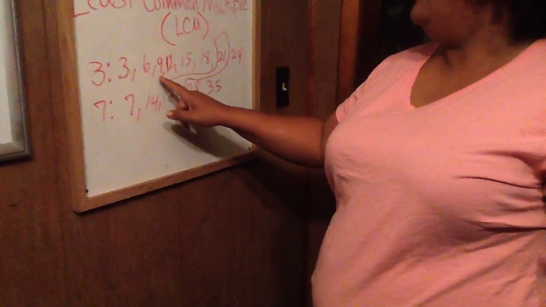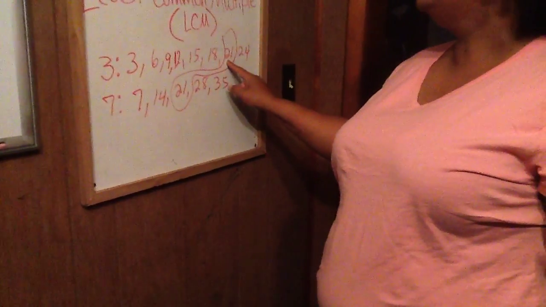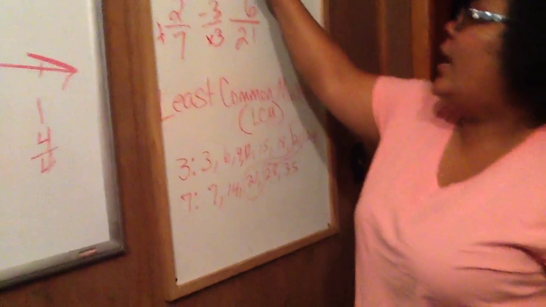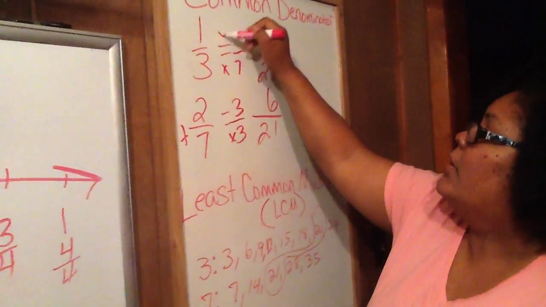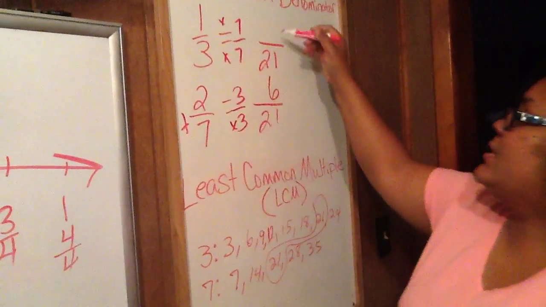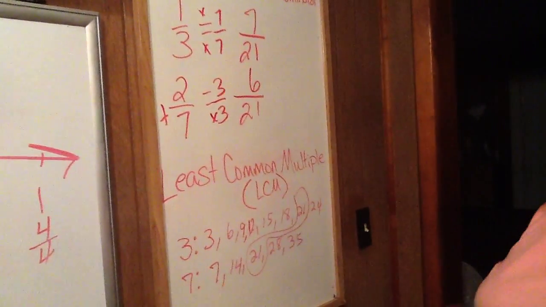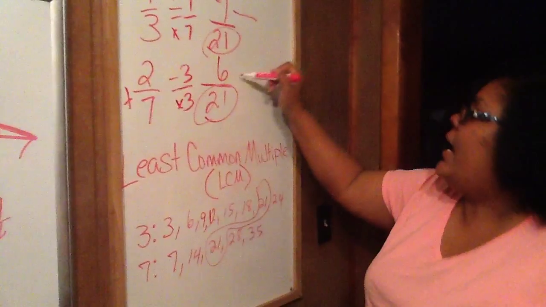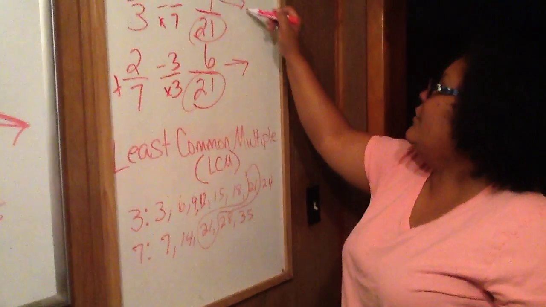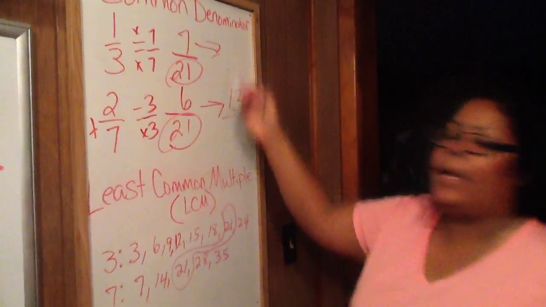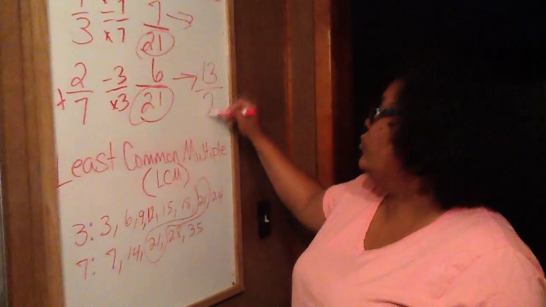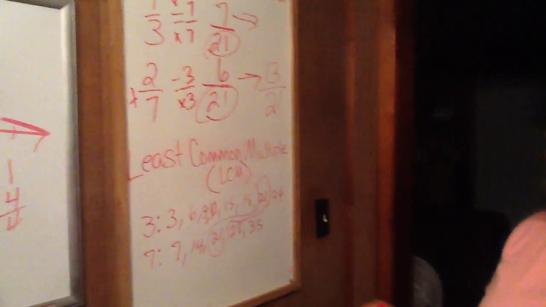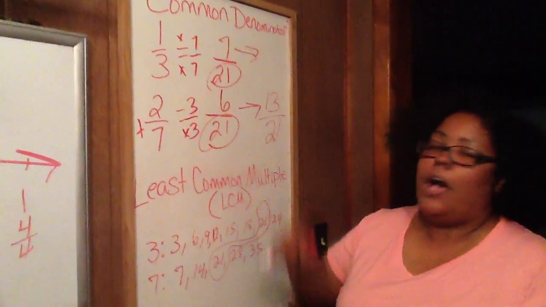So 1, 2, 3, 4, 5, 6, 7. So 3 times 7 gives me 21. So as I do to one part, I must do to the other part. So I'm going to put times 7 up here. 1 times 7 is 7. So if I wanted to add these two together now, our denominators are the same. So the only thing we need to do is add our numerators, which are 7 and 6, gives me 13. And I keep my denominator because they're the same, which is 21. Again, I just taught you how to find your common denominator or your least common multiple.